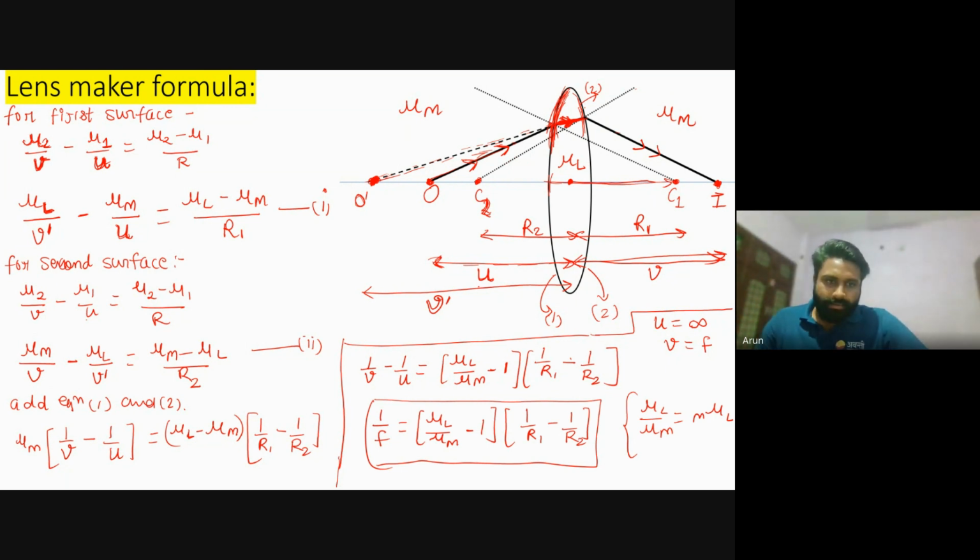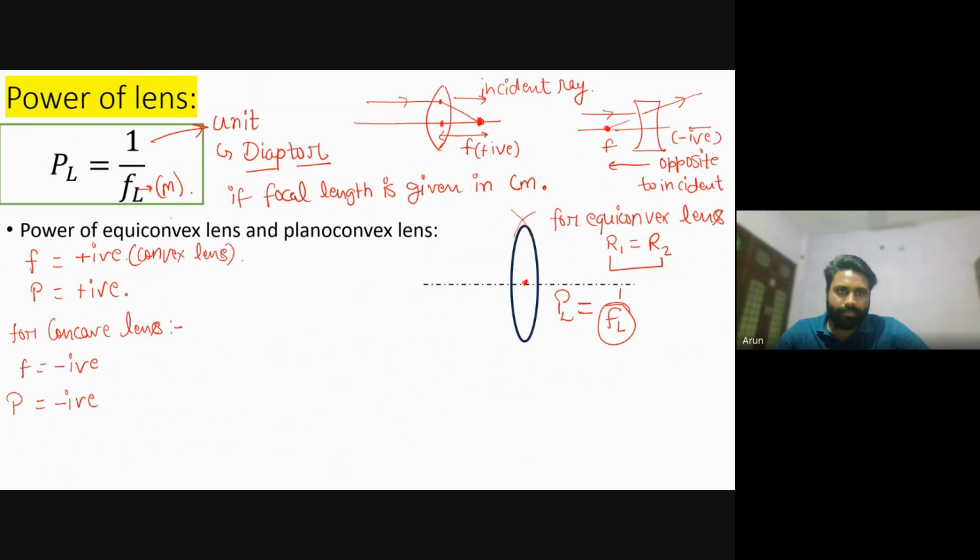Got it? Now moving on to the previous slide, the power of an equiconvex lens and a plano-convex lens. For an equiconvex lens, we know that R1 is equal to R2, which is commonly R. So what is the formula for focal length? 1 upon f is equal to, let's say mu. I have considered the relative refractive index as mu. Outside is air, so mu L by mu M is mu. So mu minus 1, 1 upon R1 minus 1 upon R2.